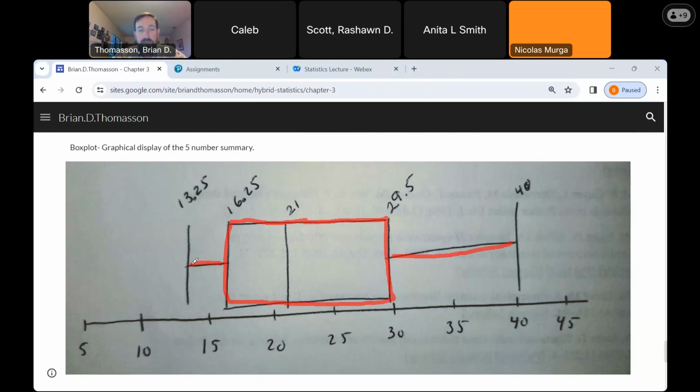Now, let me ask you a question, and you can just answer it yourself quietly. If anybody wants to be brave enough to answer it for us all, that would be fine. Between what two values does most of the data fall? If we look at this box plot, between what two data points or what two values does most of the data fall?